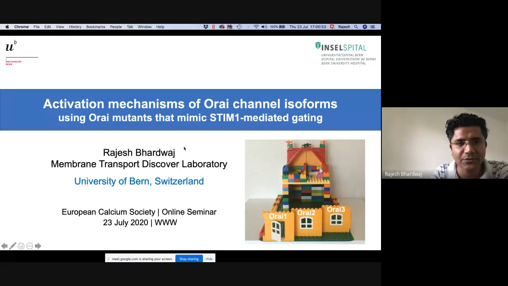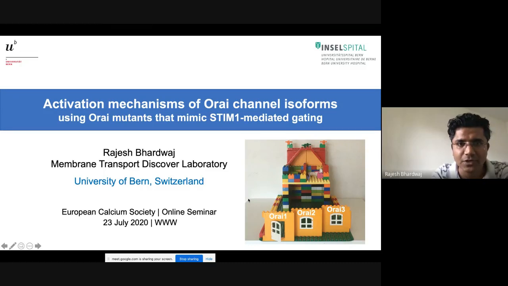So as Irene mentioned, I'm going to talk about the activation mechanisms of ORAI channel isoforms, basically using ORAI mutants that are thought to mimic the STIM1-mediated gating. And this morning I was building this house with my son, and I thought that this could be nice gates, ORAI1, ORAI2, and ORAI3. Since we know more about the activation mechanisms of ORAI1, you see that the gate is open, but for ORAI2 and ORAI3, not much is known.